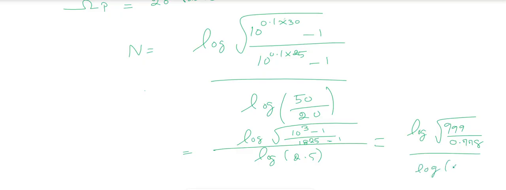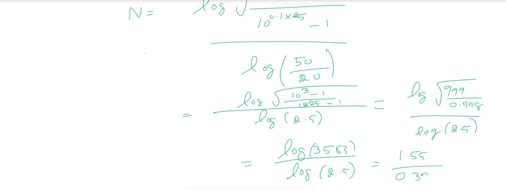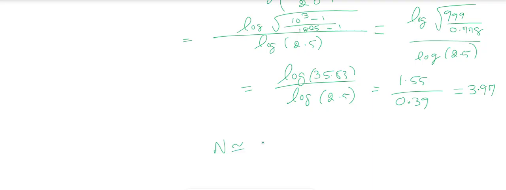So log of 2.5. Again, this value will be log of 35.83. Cross-check all the values. Log of 2.5 is equal to 1.555, 0.39, equal to 3.97. So approximately the order will be 4. Rounding off, N is equal to 4.